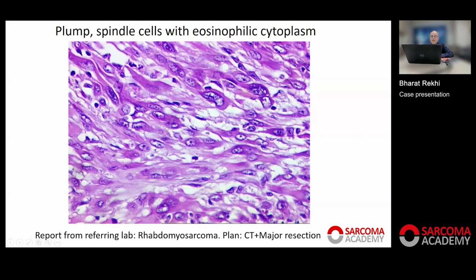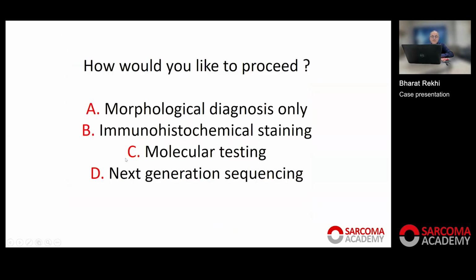And the plan, given the multiple lesions in this young patient, was chemotherapy on the lines of rhabdomyosarcoma, followed by a major resection, considering that there were multiple lesions. So I have a question here. How would one proceed in pathology in these scenarios of two interesting, challenging cases?